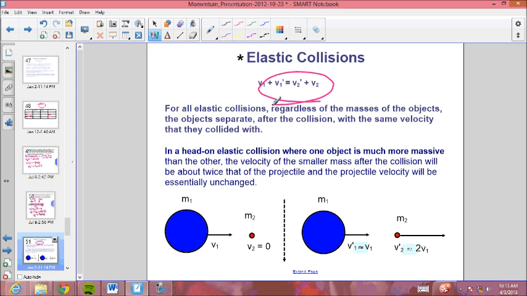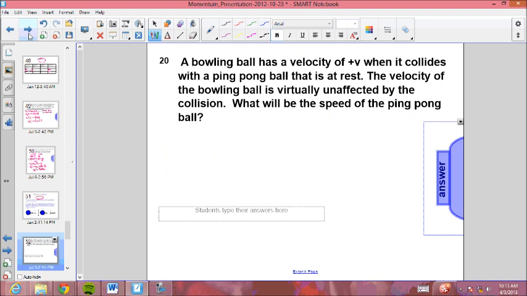So if you think of a bowling ball and a ping pong ball, the bowling ball is huge compared to this tiny little plastic ping pong ball. So a bowling ball has a velocity of plus v when it collides with a ping pong ball that is at rest. The velocity of the bowling ball is virtually unaffected by the collision. What will be the speed of the ping pong ball?